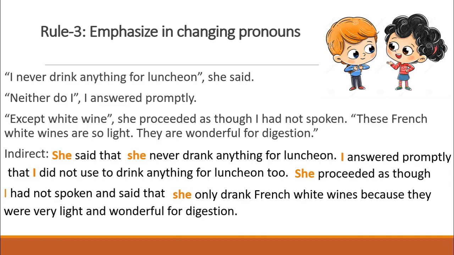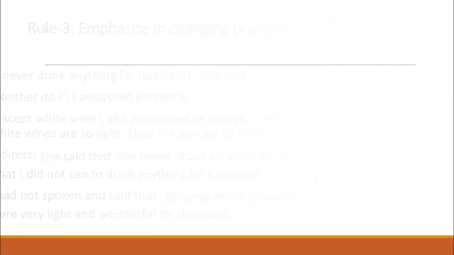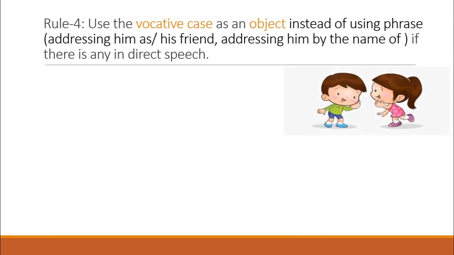So let's move to the next rule. Rule number 4 is use the vocative case as an object instead of using a phrase. That means instead of addressing him as his friend or addressing him by name. So if there is any vocative case in the direct speech, then use that vocative case as an object.